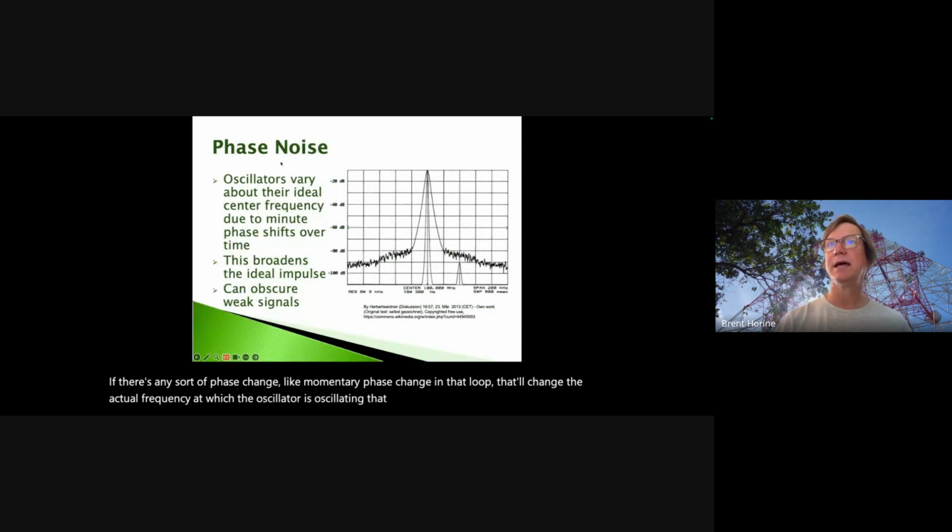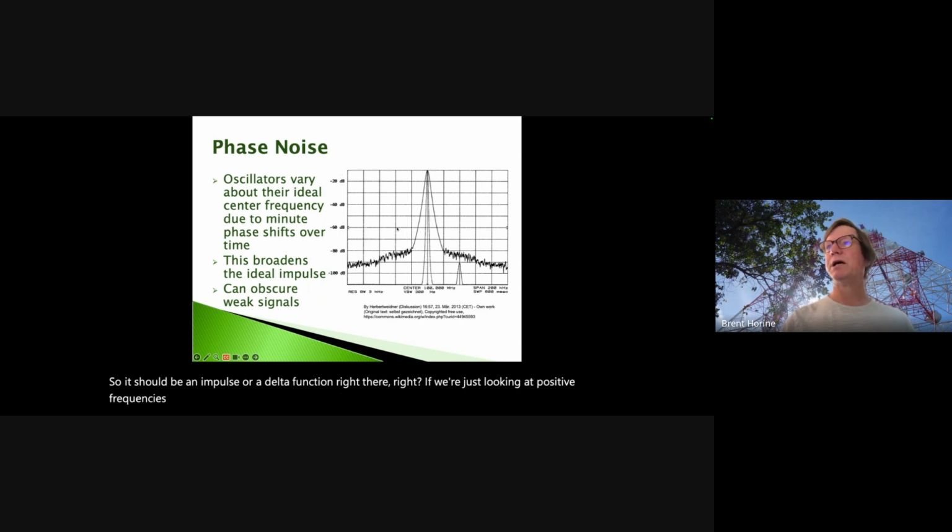So we can see that here in terms of phase noise. Oscillators vary about their ideal center frequency, right? Let's say this is ideal at 100 megahertz, right, on this spectrum analyzer display. And we'd like that oscillator to be what? It's a cosine signal. The spectrum of a cosine is a delta function, right? So it should be an impulse or a delta function right there, right? If we're just looking at positive frequencies.